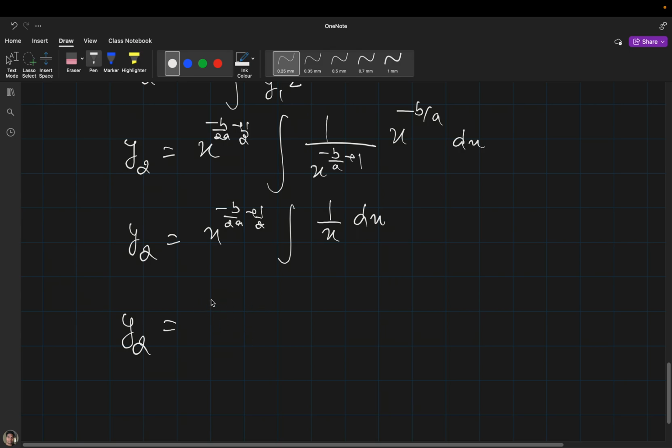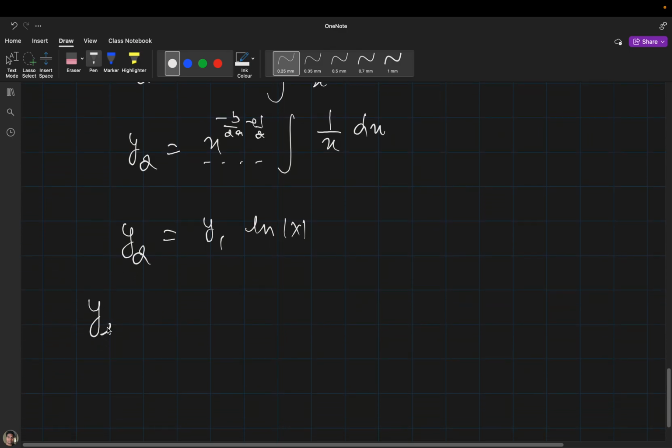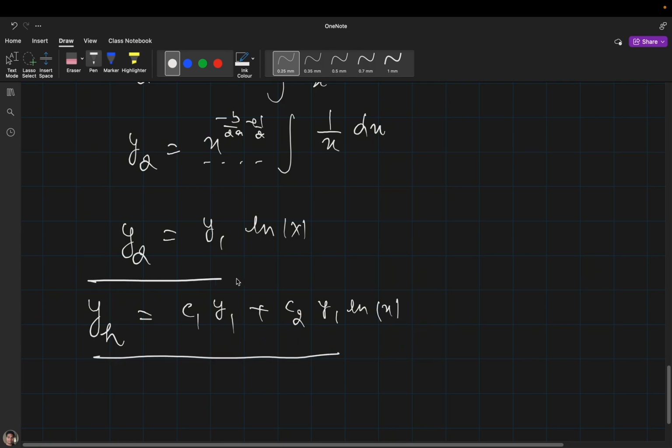So I will write this again in the form of y1. Okay, so you can see that this is nothing but ln x. So another solution is nothing but y1 ln x. Which means that I can write the overall solution like this: c1 y1 plus c2 y1 ln x. Okay, so this is the solution.